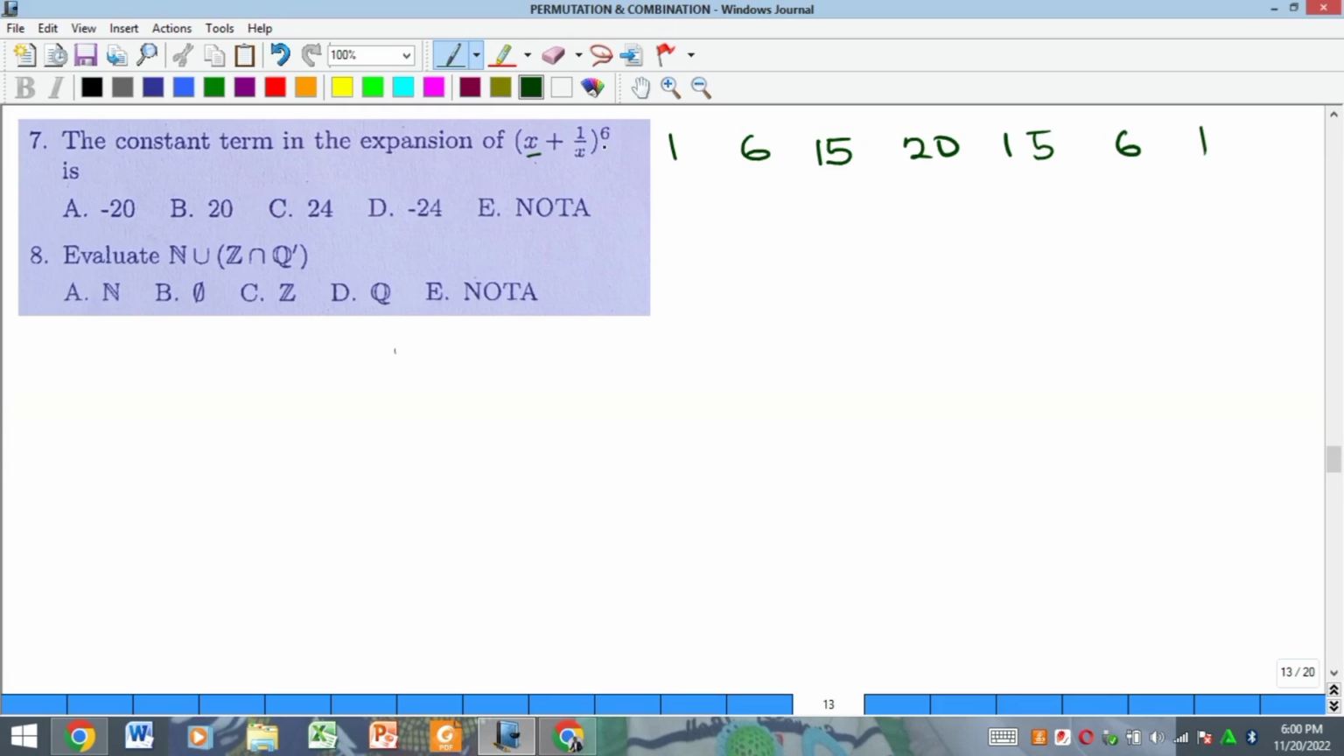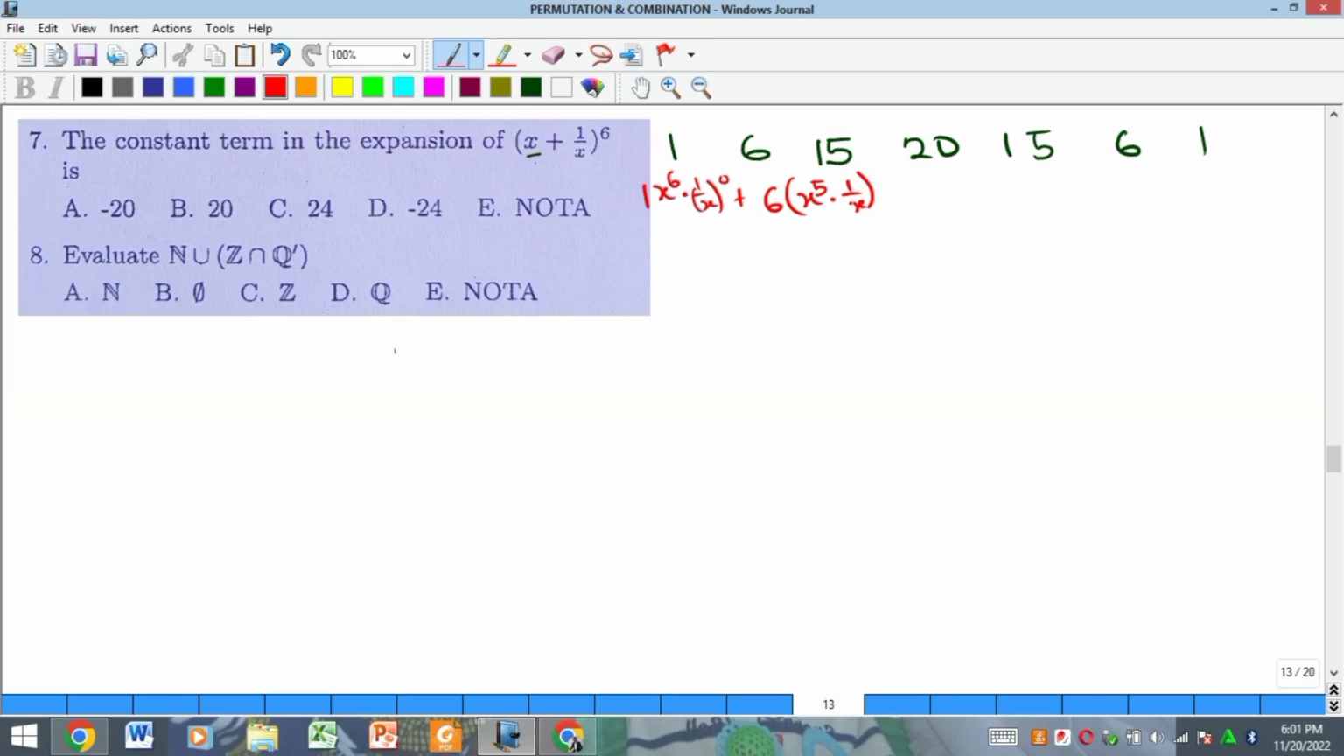And then you keep reducing by 1 and increasing the second one by 1. So the first one here is going to be x raised to the power 6 multiplied by 1 all over x raised to the power of 0, which is actually 1. Then you will add. Remember that the coefficient is 1. Then the next one will be 6 times x raised to the power of 5, multiplied by 1 over x raised to the power of 1.